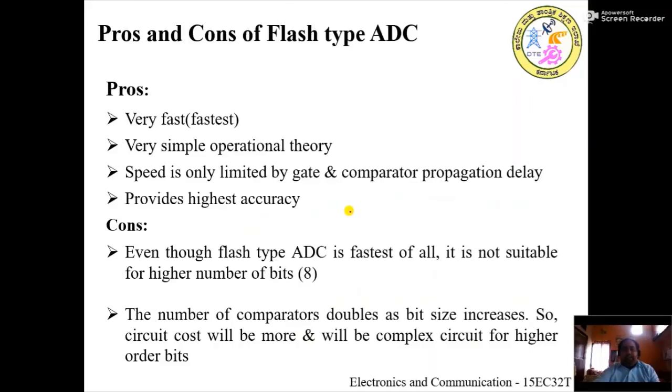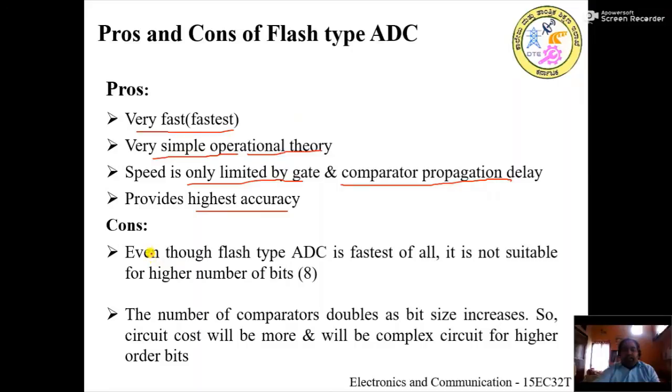Next we see the pros and cons, or the advantages and drawbacks, of flash type of ADC. Pros: as we discussed earlier, it is very fast and very simple to operate, and the speed is limited only by the gate and comparator propagation delay. Only the delays of the gate and the comparator need to be considered. And it provides high accuracy as well. If you want an accurate output, then you can go for the flash type of ADC.